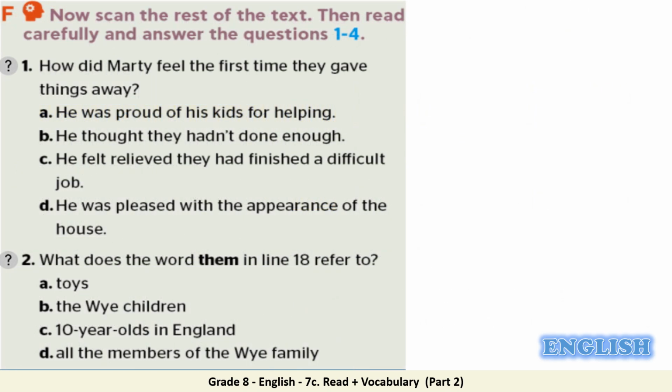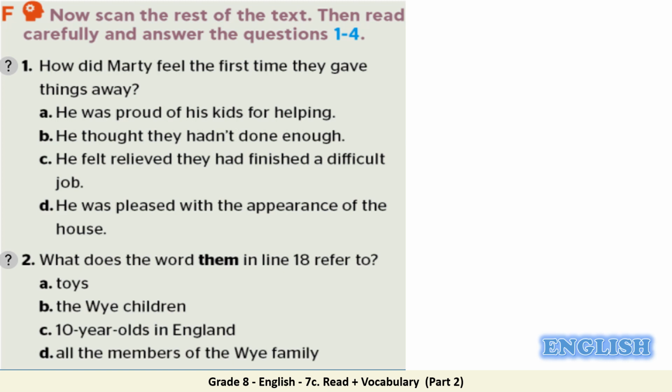F. Now scan the rest of the text, then read carefully and answer the questions 1 to 4. Question number 1. How did Marty feel the first time they gave things away? A. He was proud of his kids for helping. B. He thought they hadn't done enough. C. He felt relieved they had finished a difficult job. D. He was pleased with the appearance of the house.